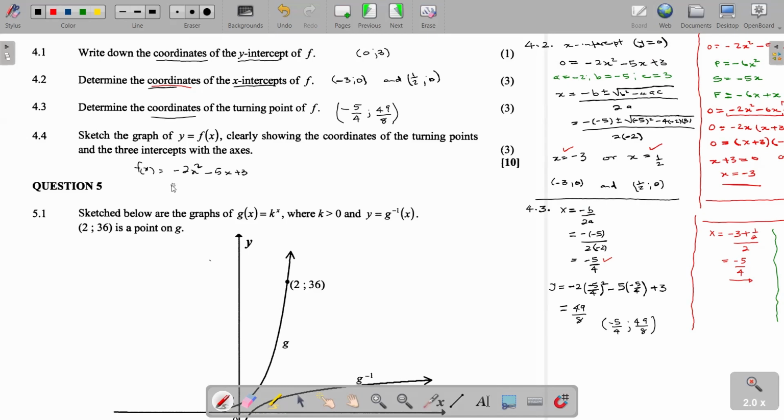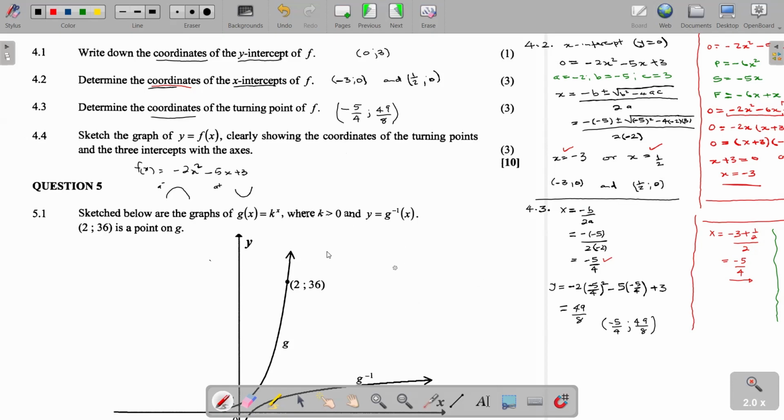So to know the shape, we have to check on the value of a. If a is negative, the shape of our graph will be like this. If our a is positive, the shape of our graph will be like this. Then, because here the shape is a parabola, we need the coordinates of the turning point and the 3 intercepts, which is the x-intercepts and the y-intercept.